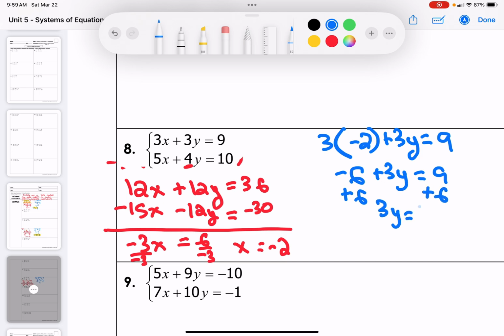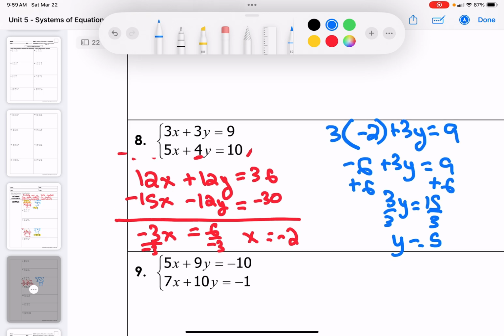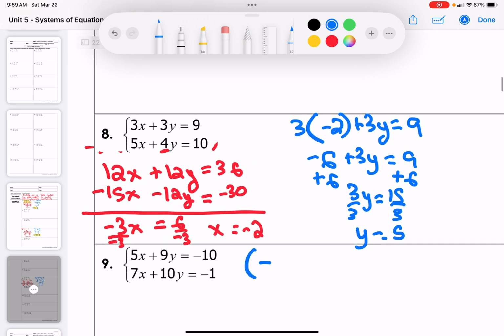3y is equal to 15. Divide by 3, divide by 3. My y is equal to a positive 5. All right, so now my solution is going to be negative 2, positive 5. And that is my answer. All right.